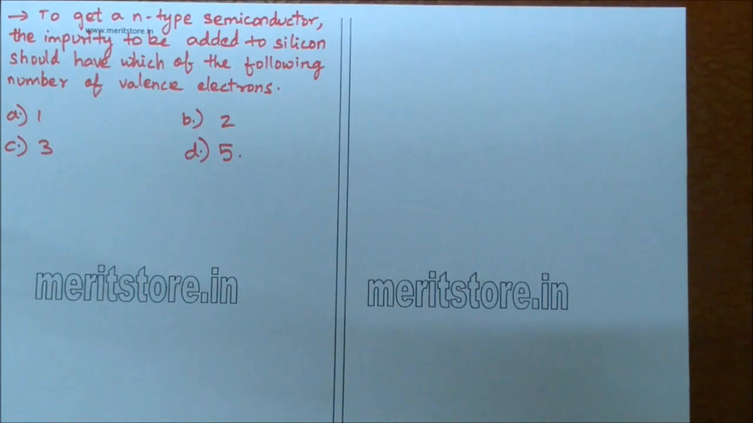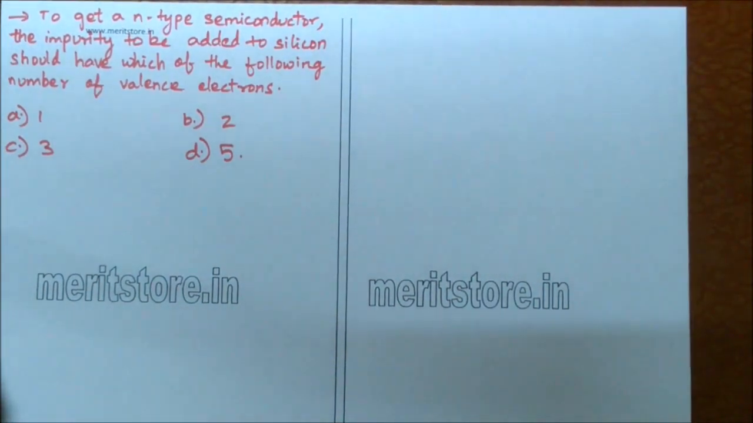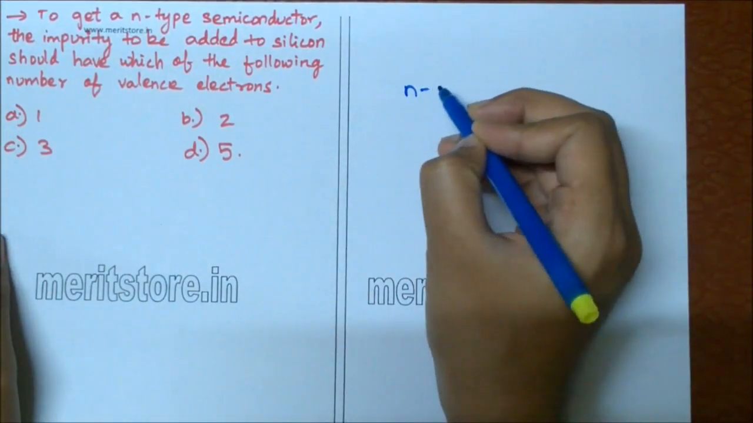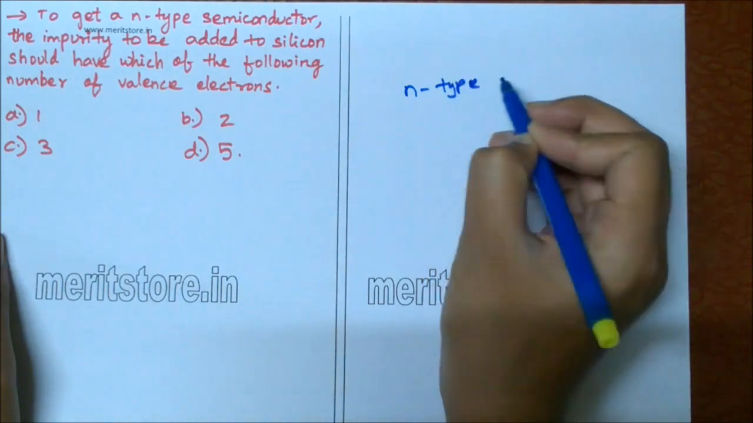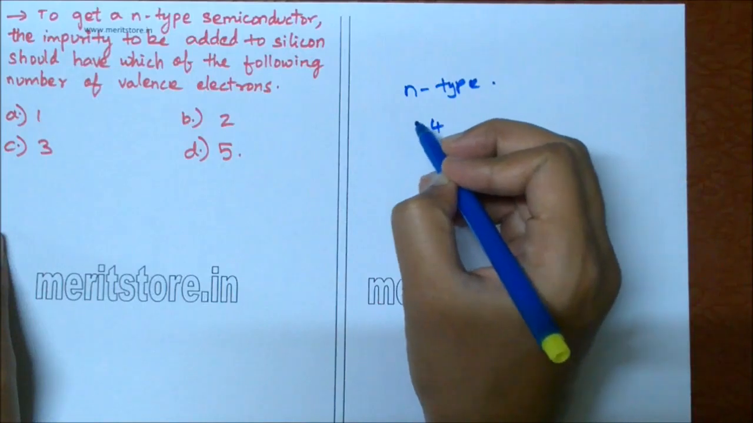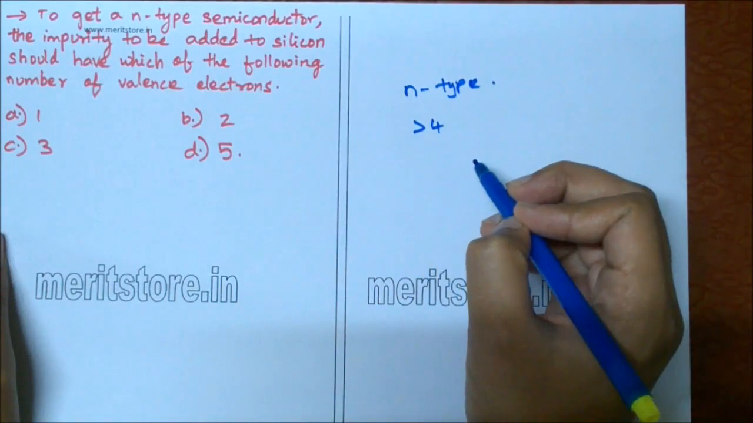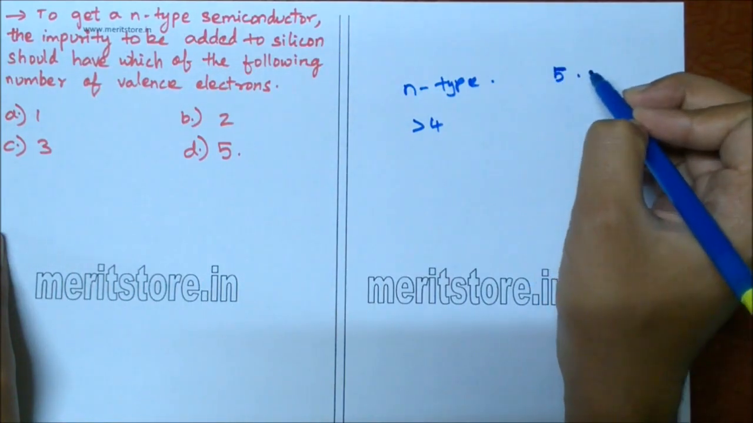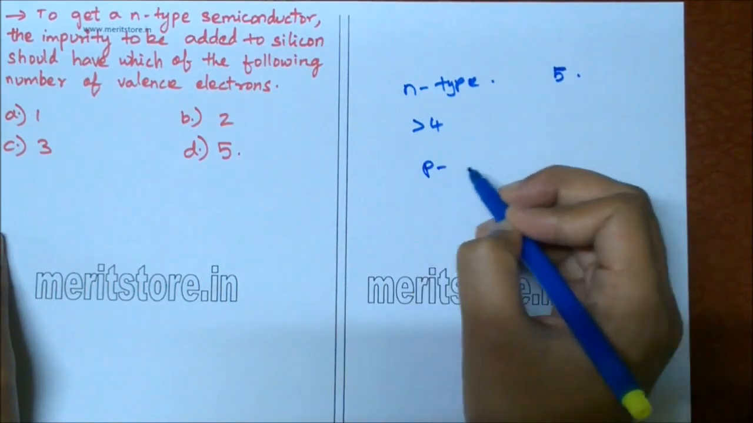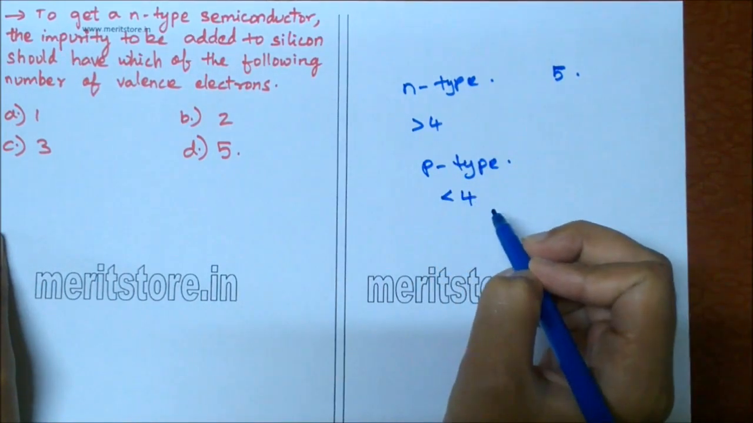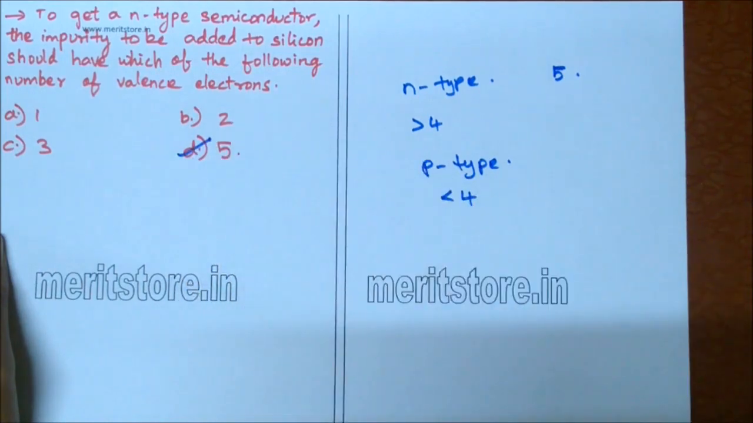To get an n-type semiconductor, the impurity to be added to silicon should have which of the following number of valence electrons? For an n-type semiconductor, the impurity added to the silicon should have more than 4 electrons. So for an n-type semiconductor, the correct option will be 5 electrons. The other semiconductor is p-type, for which the number of electrons should be less than 4. So option D is the correct answer.